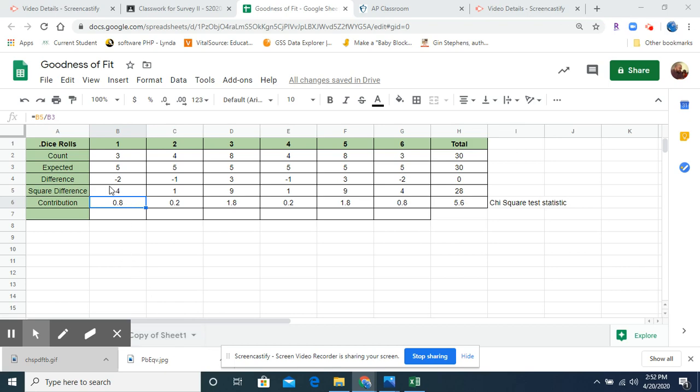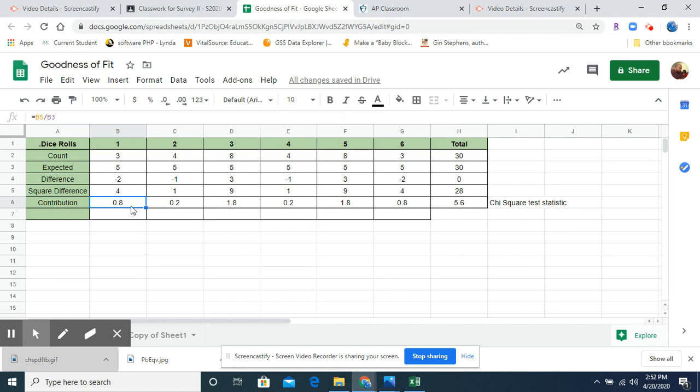So in the last video, we counted how many of each value we got. We wrote down what we expected. We found the difference between the two. We squared those differences. And then we came up with a ratio of those squared differences divided by what we expected. That gave us a standardized difference or standardized score, just like a z-score, but this time it's chi-squared.